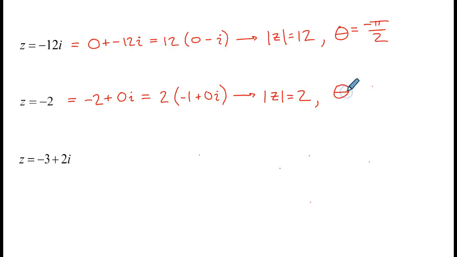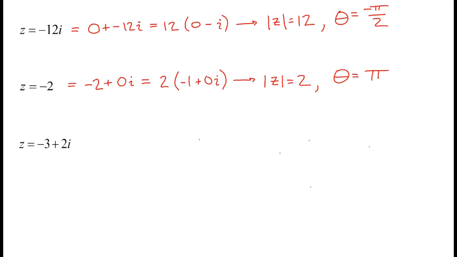And how about our argument? Well, where on the unit circle do we have an x-coordinate of negative 1 and a y-coordinate of 0? Oh, that happens at pi. Perfect. Let's move on. One more crazy example for you folks.